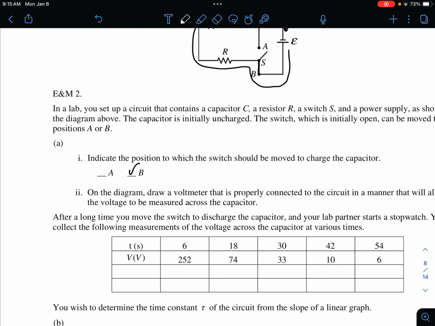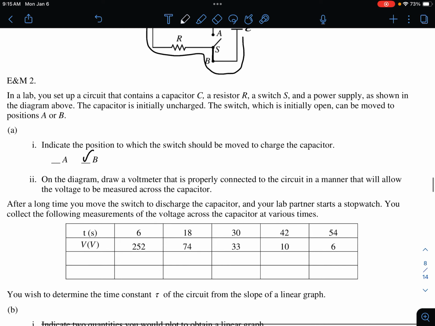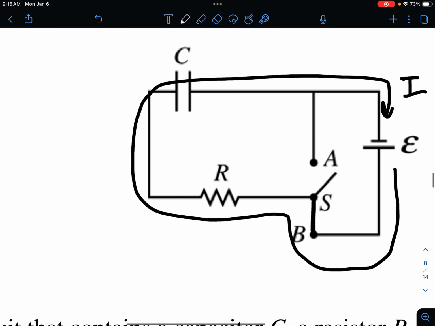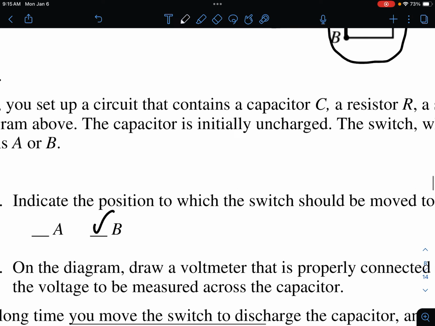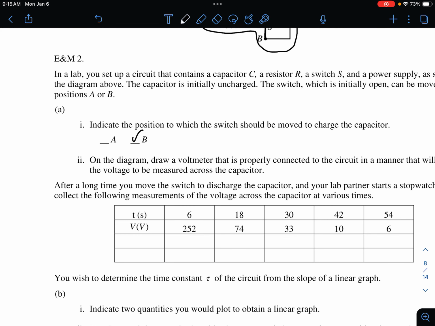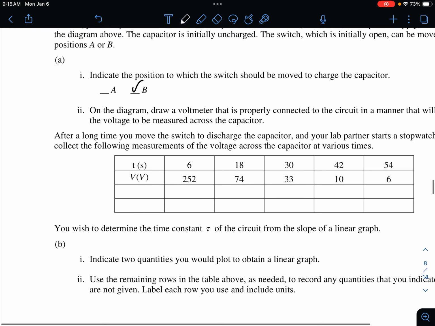On the diagram, draw a voltmeter that is properly connected to the circuit in a manner that will allow the voltage to be measured across the capacitor. If you know anything about voltmeters, you always want to do it in parallel. Because if you remember your rules, the voltage across each branch of a parallel circuit is the same. Whatever voltage is across here, it's going to equal the voltage across here. You don't do it in series. That would be for an ammeter, because current is the same in a series circuit.